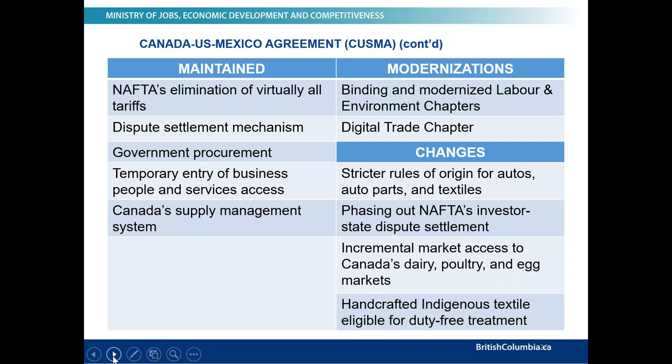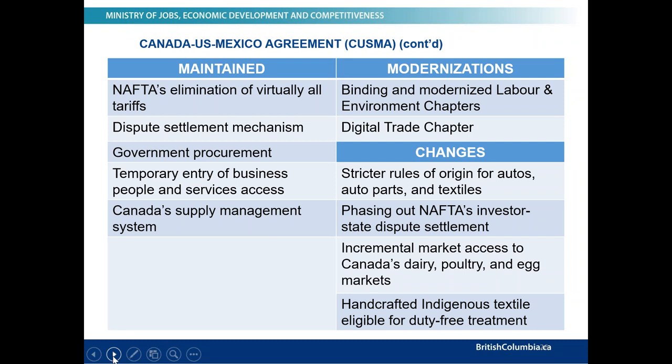So some of the modernizations concern the environment and labor chapters, as well as digital trade. Other key changes include stricter rules of origin on autos and parts, incremental market access to the dairy, poultry, and egg markets, and also phasing out investor-state dispute settlement between Canada and the US. Another important change was that handcrafted indigenous textile and apparel goods, for the first time in Canada's FTAs, are now eligible for duty-free treatment if they meet the requirements.